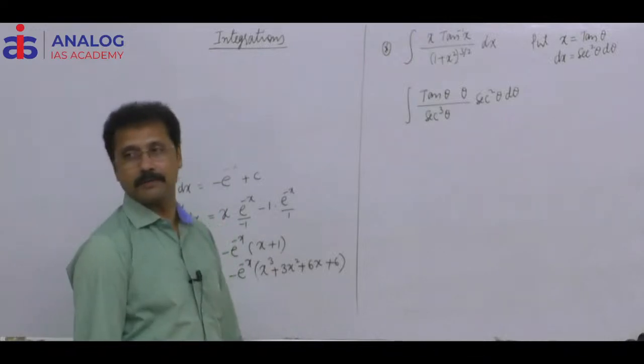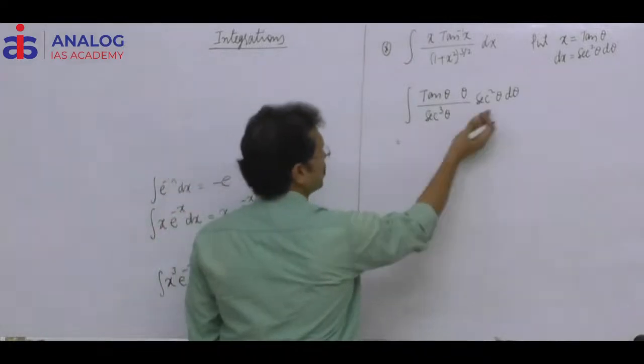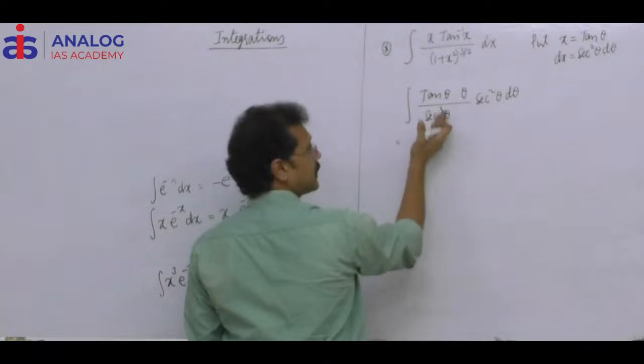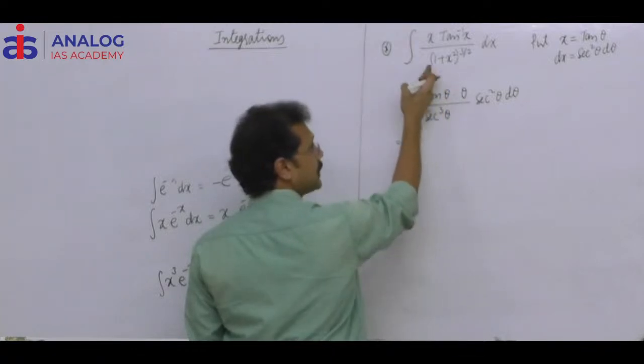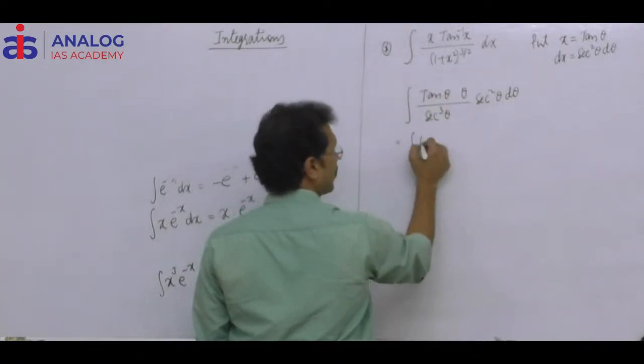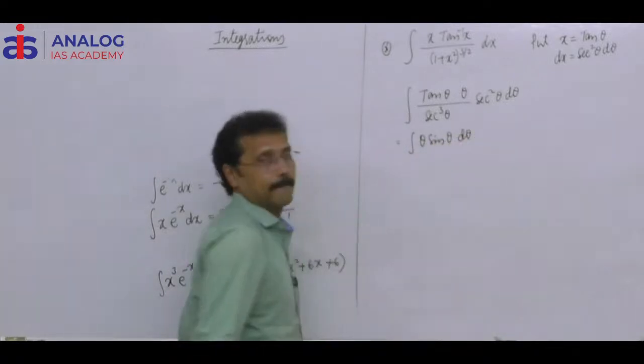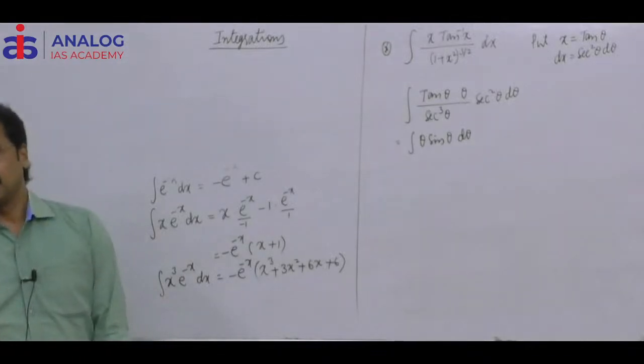Simple thing. So secant square gets cancelled. One secant remains in the denominator, 1 by cos theta. Here sin theta by cos theta is there. Therefore sin theta remains: theta sin theta. Okay?